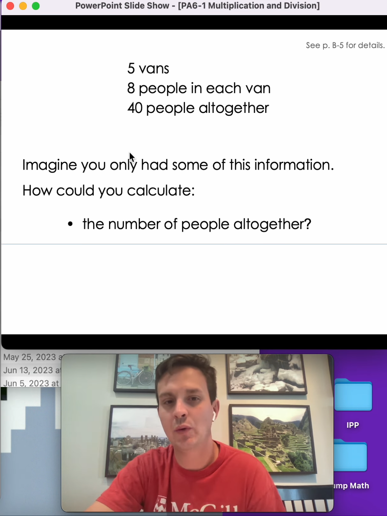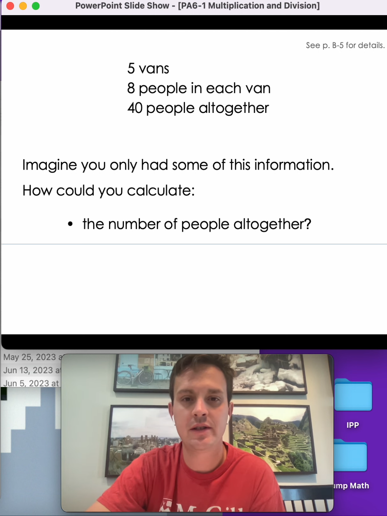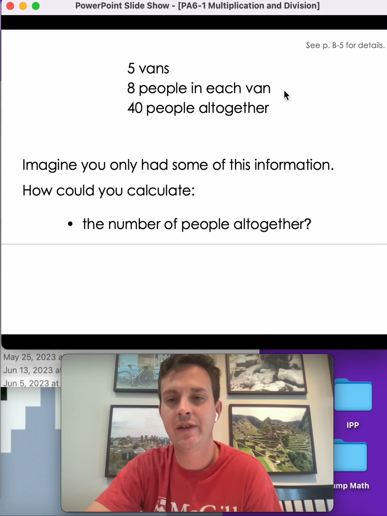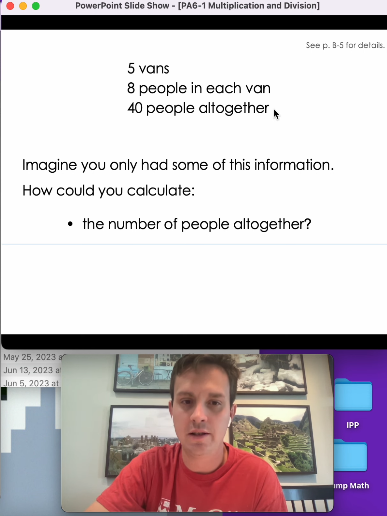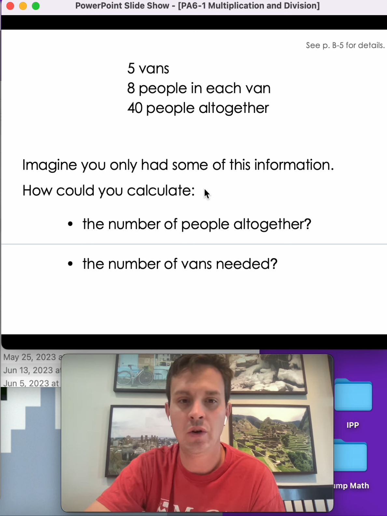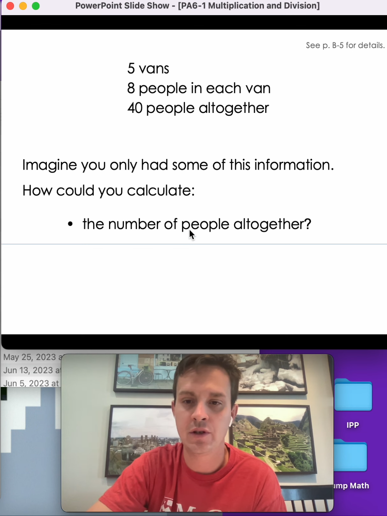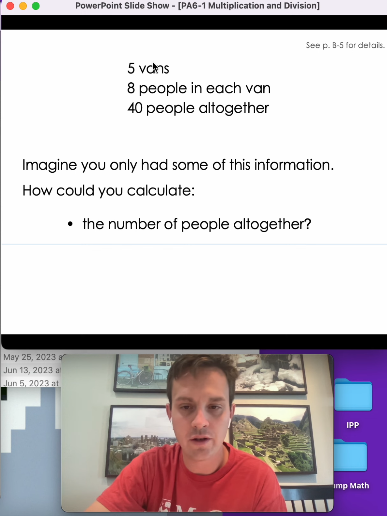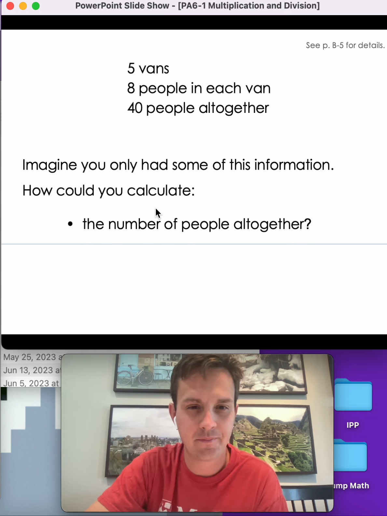All right, so we're relating situations to multiplication and division using sets. So we have 5 vans, 8 people in each van, and 40 people altogether. If you didn't know how many people there are altogether, you can get it by adding or by multiplying. You could add 8 plus 8 plus 8 plus 8 plus 8, which is 40. Or you could do 5 times 8 to get 40.